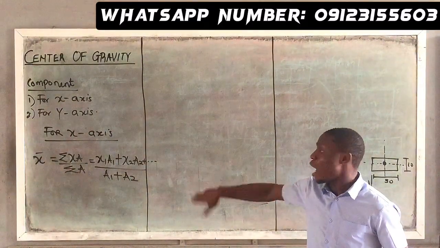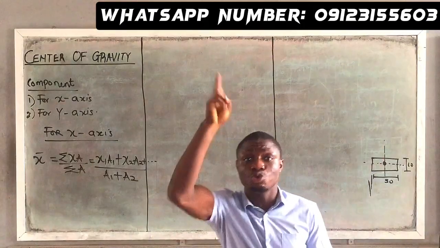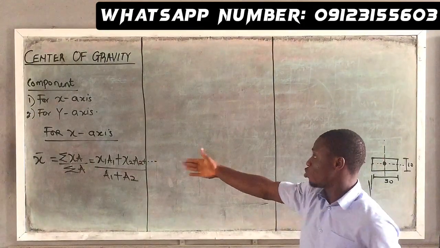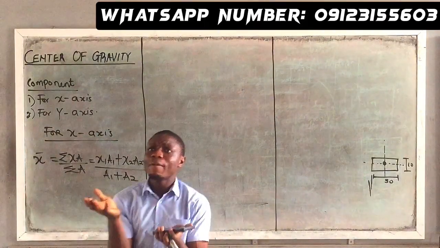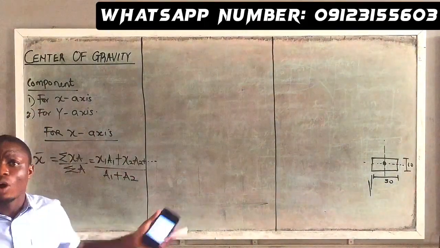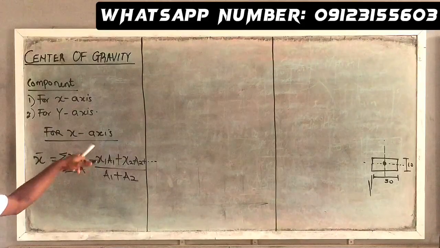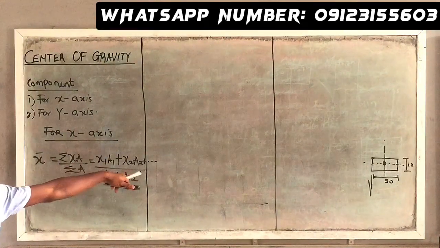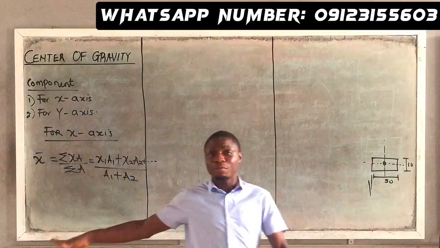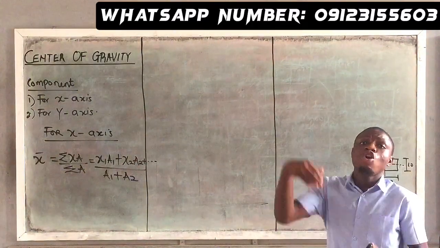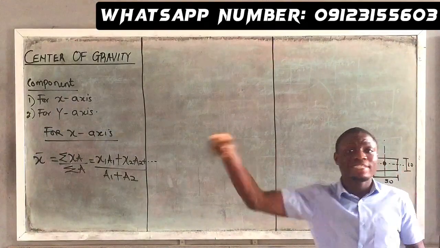For this case, I'm assuming that my number of components is 2. So I have just 2 things here: 1, 1, 2, 2. If I'm given a figure that has 3 components, I will handle this with x1 a1, x2 a2, x3 a3 all over a1, a2, a3 for 3 components. So this is the formula for solving problems under center of gravity along x-axis.